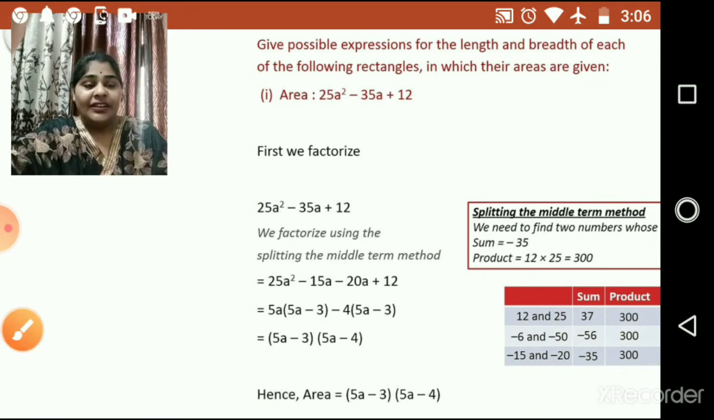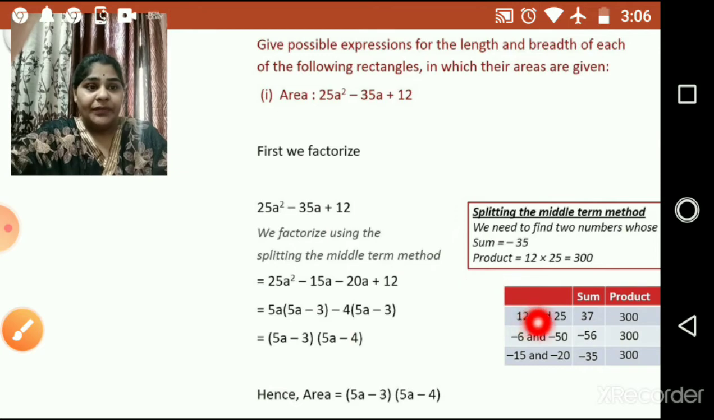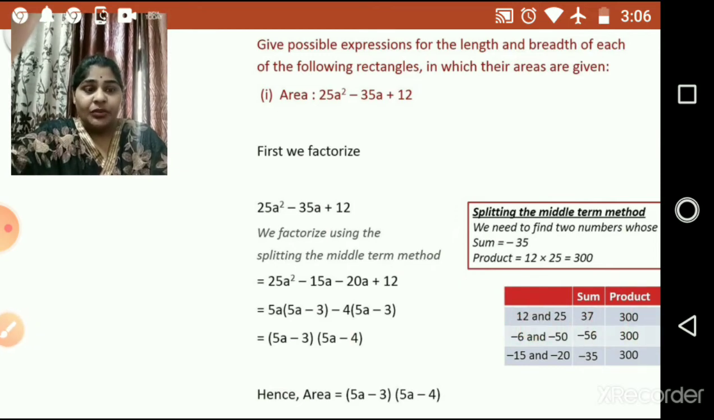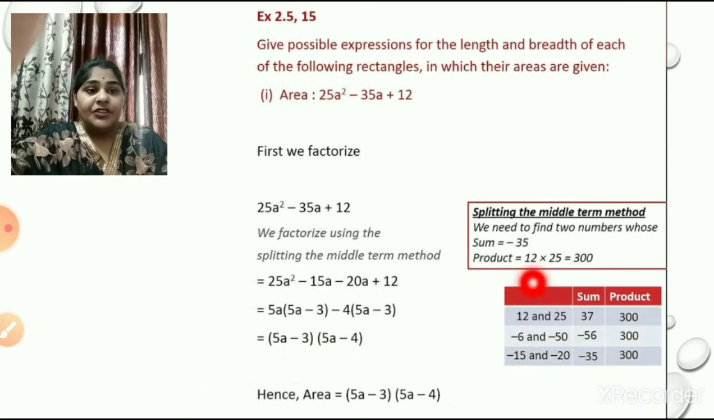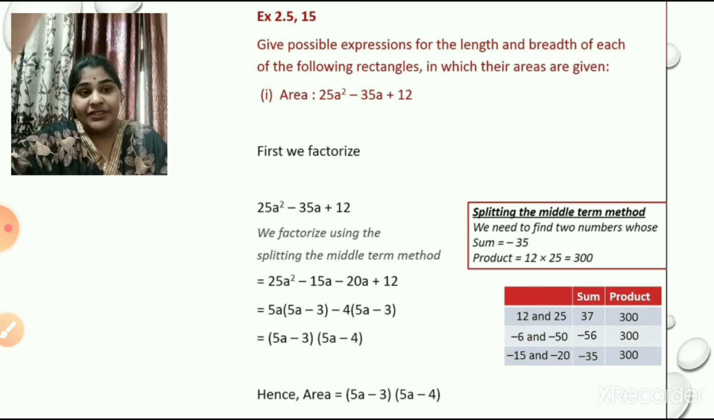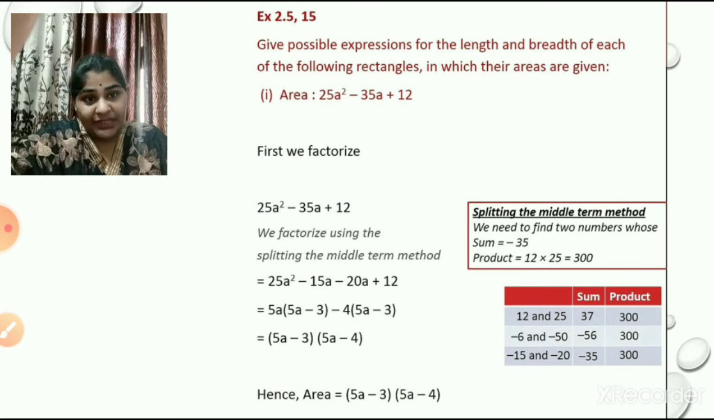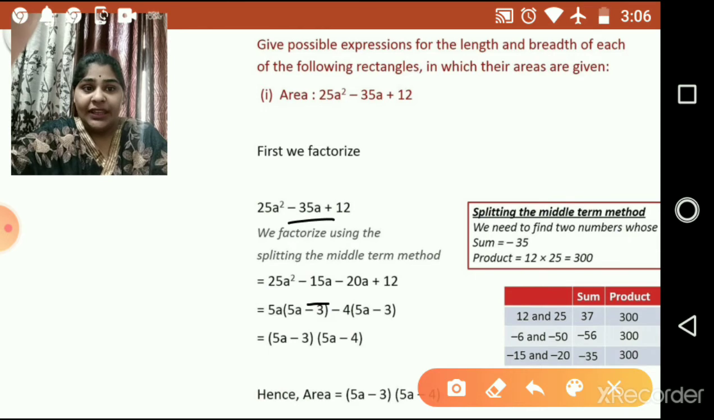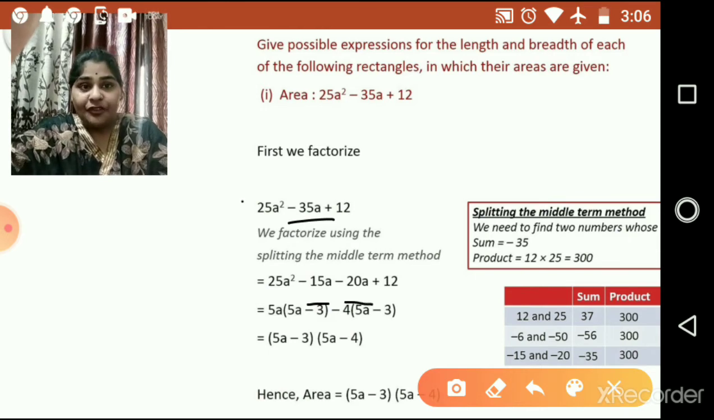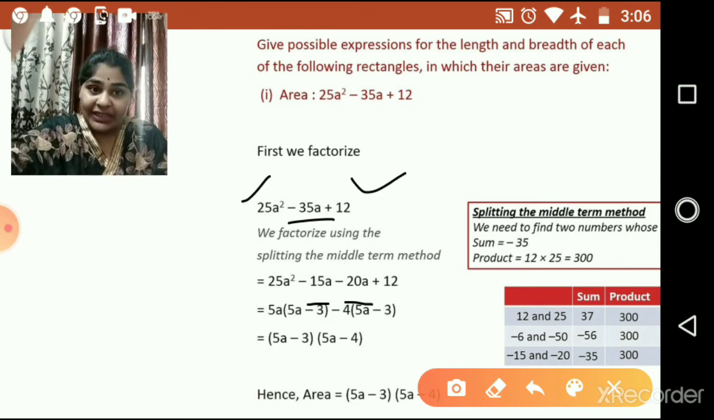Now if you see here in the table, it is shown here. Such products you get by different numbers, like 12 multiplied by 25, negative 6 and negative 50, minus 15 and minus 20, but the sum is satisfied only by minus 15 and minus 20. So here we will split our middle term as minus 15a minus 20a, and the first and the last term keep as they are, children.